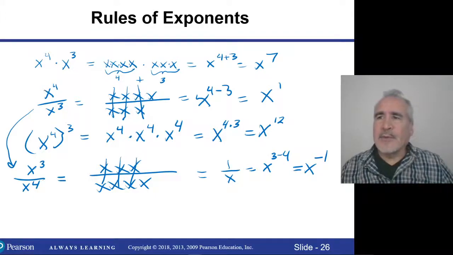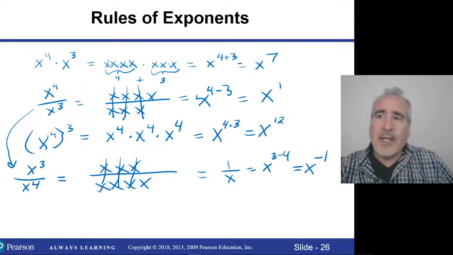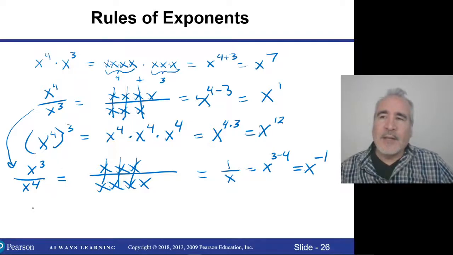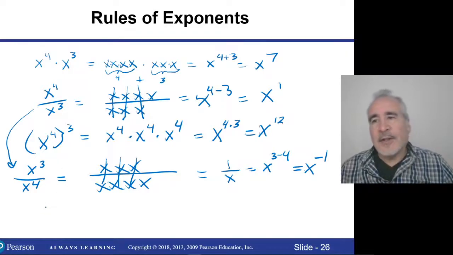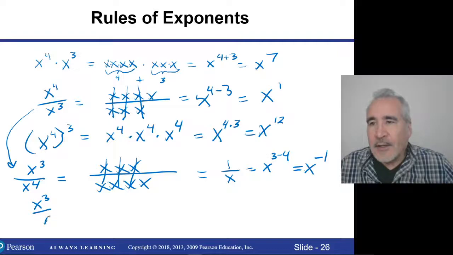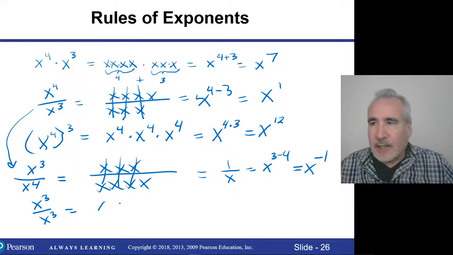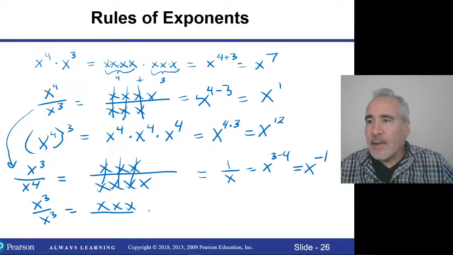They've got a few other rules in here, but these are the basic ones, really 3 with this rule here. The other rule they do is what happens if we have x to the 0. So let's do that because we can develop that here. Let's do x to the 3rd over x to the 3rd, right? Can you see that that's got to be 1 because something divided by itself is 1? If we expand it, we get 1, 1, 1. So this has to equal 1.